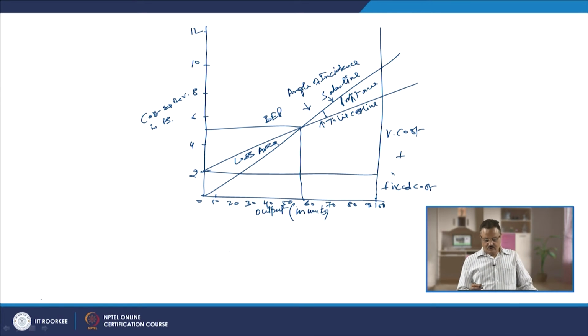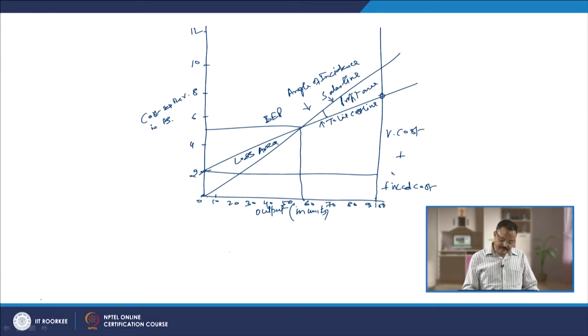So you can understand here that we have divided the total cost. The total cost is the sum of fixed cost plus variable cost. The total cost line starts from there: from this point to this point it is the fixed cost, and after that the variable cost starts, and the total cost line goes like this.